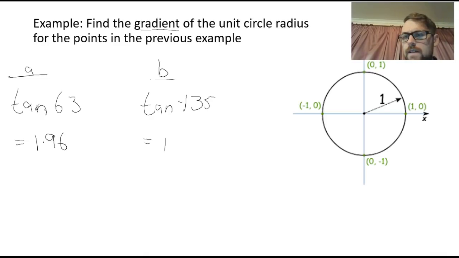Okay, and for B, if you put this in, you get a gradient of 1. Now the reason for that is 135 degrees means it's 45 degrees on this side, 45 degrees on this side. So our rise equals our run. If the rise equals the run, we're going to get the same number divided by the same number, and we get a value of 1. Okay, so we'll do some questions now.